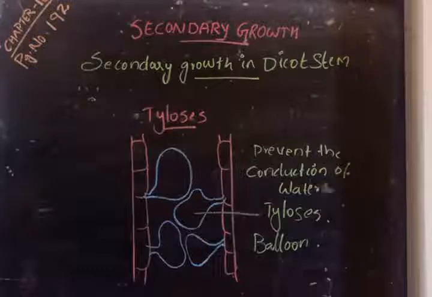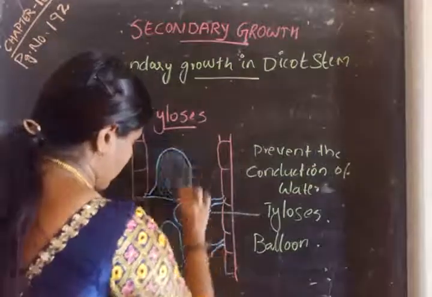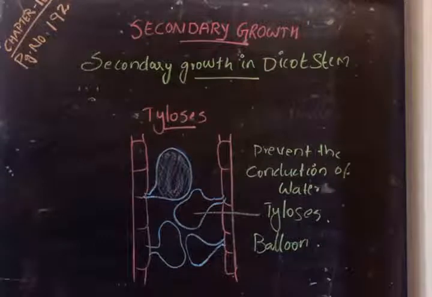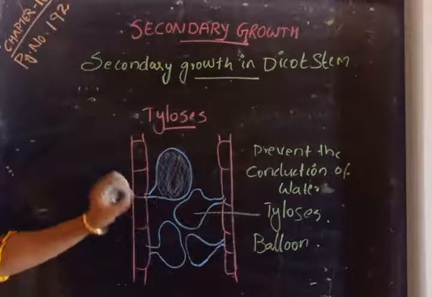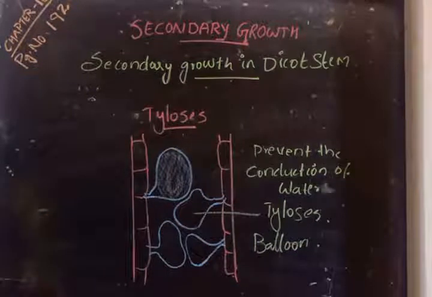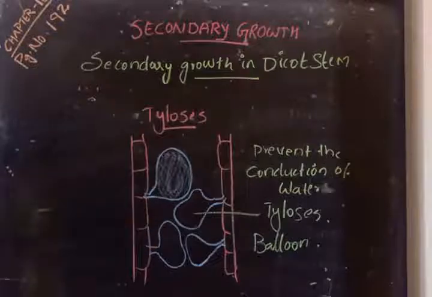In fully developed tyloses, some starch crystals, resins, gums, oils, tannins or colored substances are formed. That's why some trees secrete gums, tannins and similar substances towards the outside. It is from the tyloses.